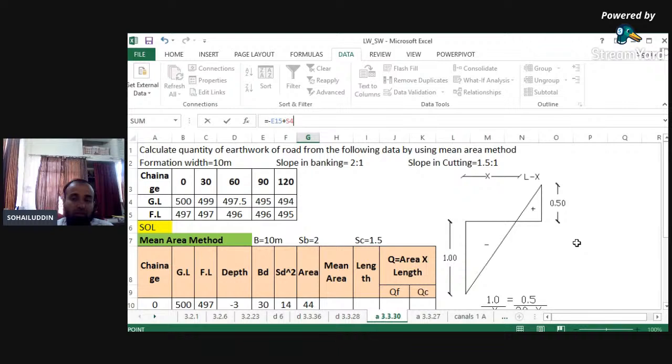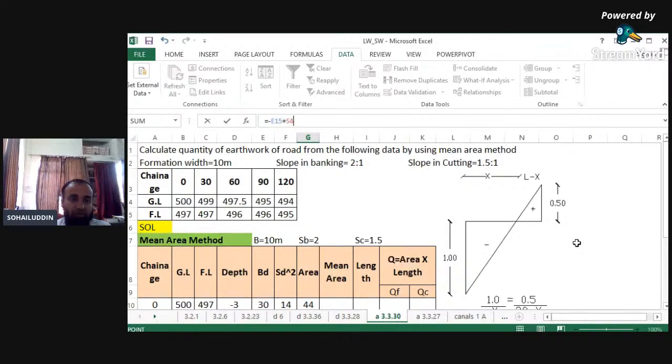Today we will have some more problems on estimating and costing. We have already seen the various concepts regarding the different methods for excavation in case of roads: mid-sectional method, mean area method, trapezoidal and prismoidal method. We have already started the problems related with the mid-sectional method and mean area method. Again, there is a problem related with the mid-sectional method or mean area method.